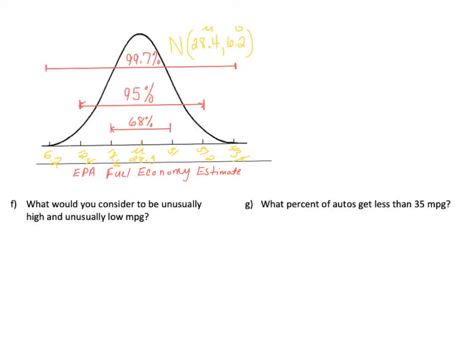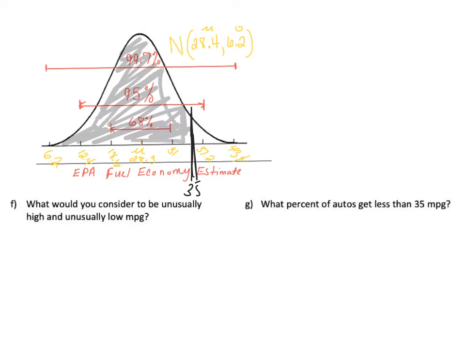So we are going to continue by looking at the example with the EPA fuel economy of certain automobiles. We left off on letter G, and the question was, what percent of autos get less than 35 miles per gallon? Here's 37, so 35 is going to be about right in here. So less than 35 will be the area in the normal model to the left of this.